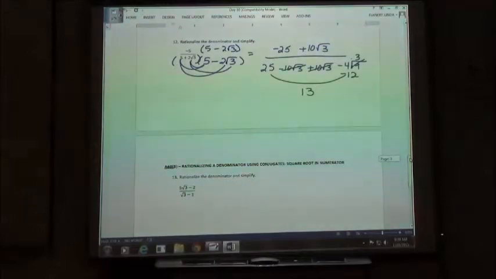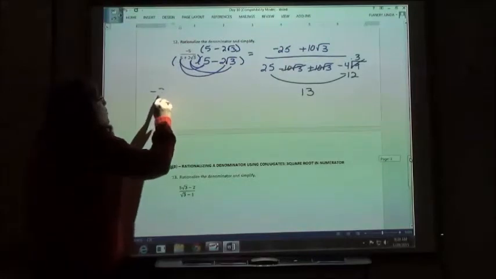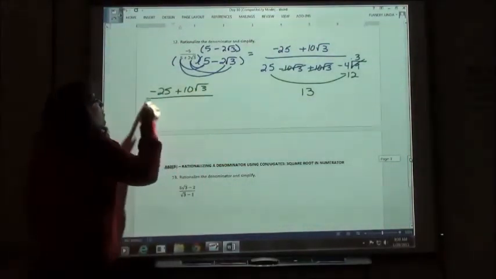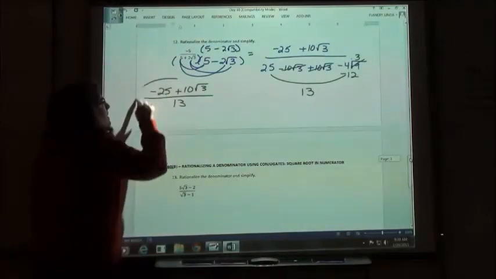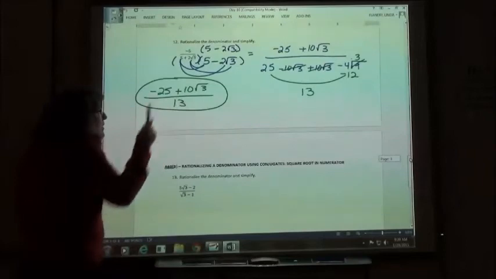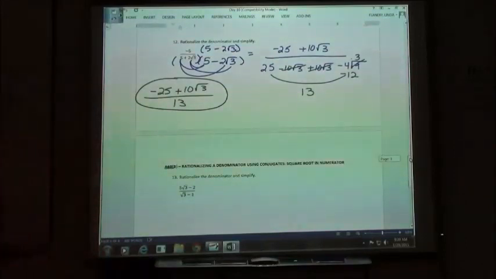25 minus 12 gives us 13. So we have negative 25 plus 10 square root of 3 all over 13. This one we can't reduce because we can't reduce the 10, 13, and 25 by the same thing. All three of them have to be able to be divided by the same thing.